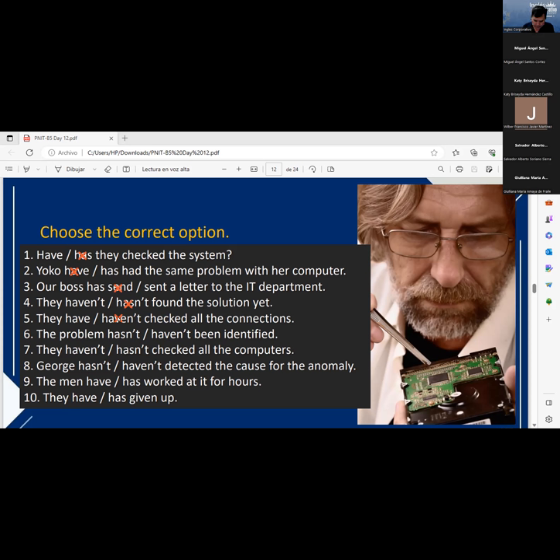The problem hasn't been identified. The problem is singular, teacher. The problem is only one. It. So the problem hasn't, then. The haven't is hasn't. They haven't checked. What's the pronunciation? Checked. They haven't.